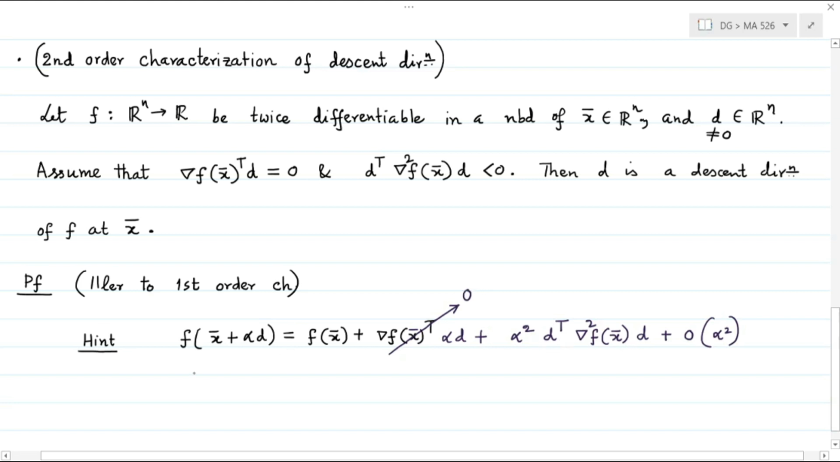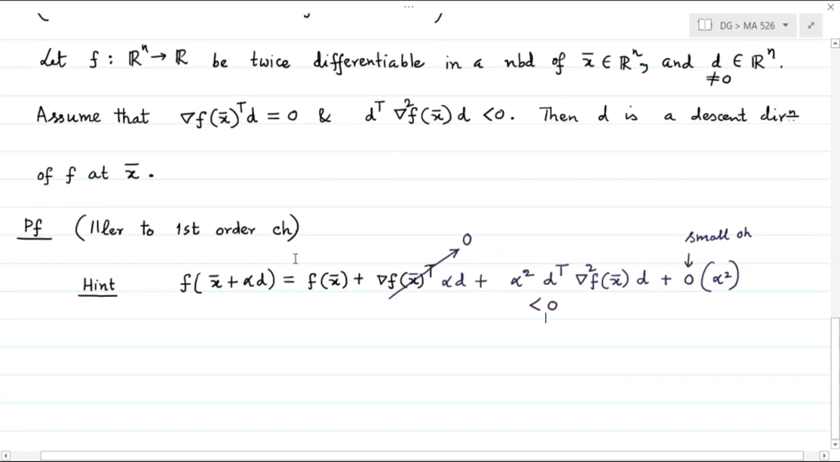We know that the second term here is equal to 0, and here this quantity is negative, so on both the sides you divide by alpha square and you have a small o here, and small o of alpha square divided by alpha square goes to 0, in the same line of logic as previous in the first order characterization. As this is less than 0, you'll be able to find the proof. Let me skip complete writing here.